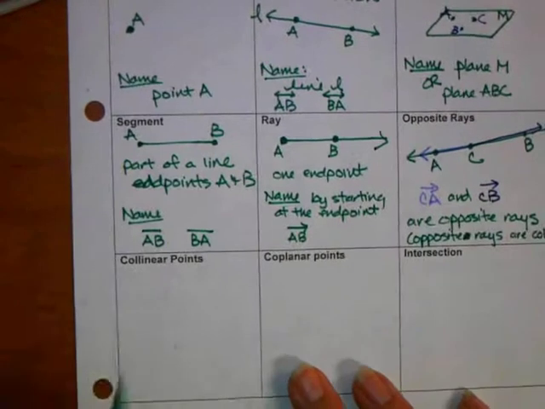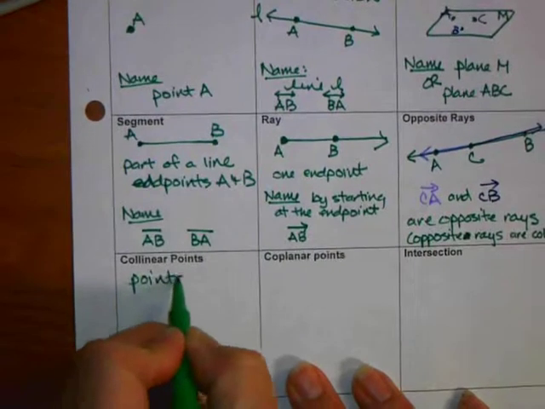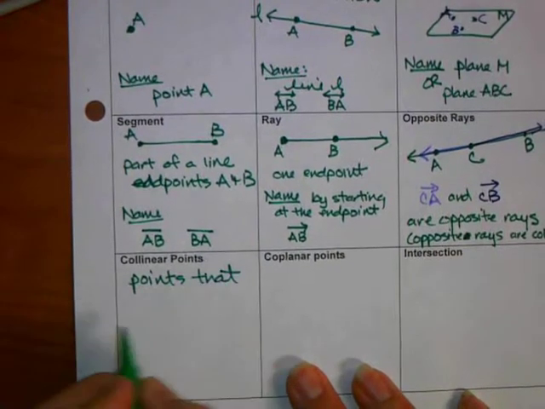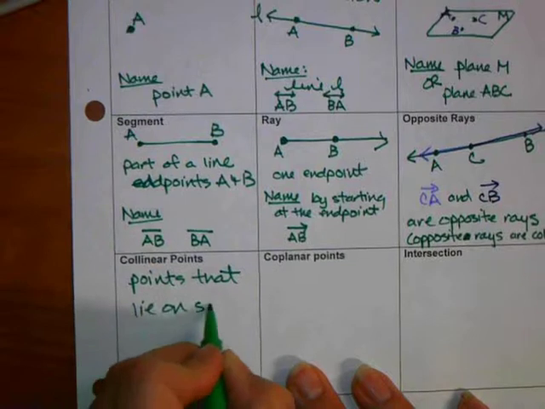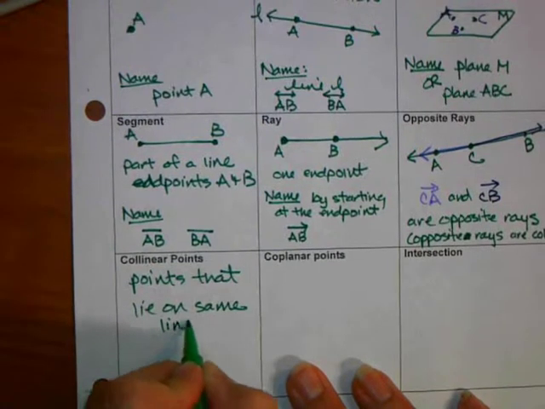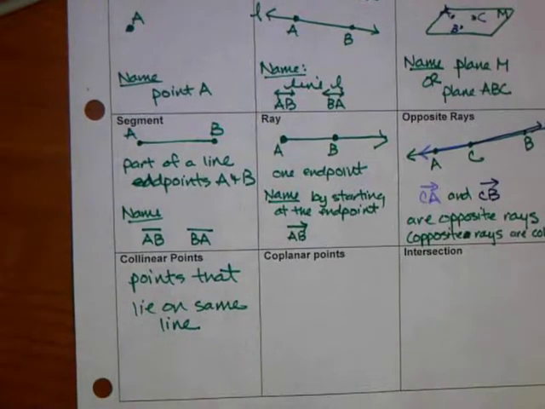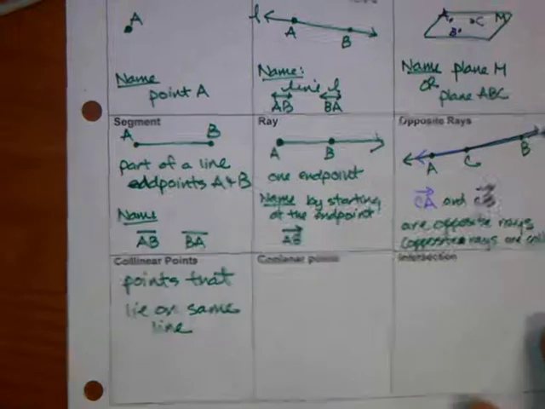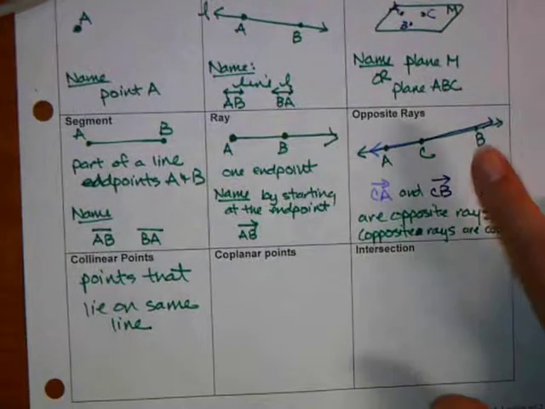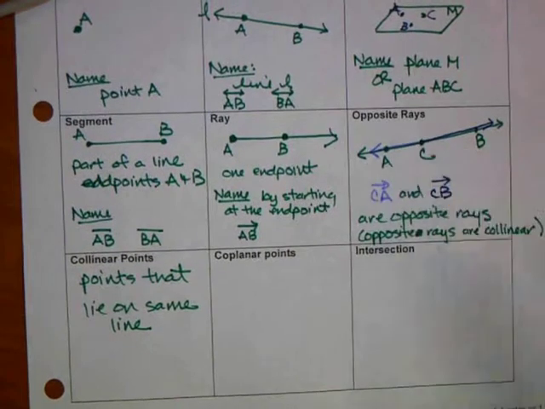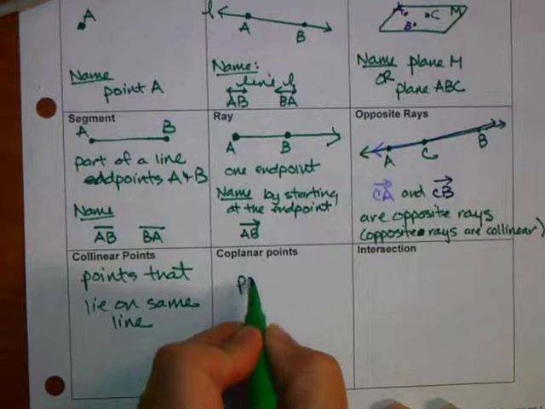So collinear points are points that lie on the same line. Since these rays are made up of collinear points, they're called opposite rays. Oh, coplanar points. Coplanar, what do you think that means? Points that what? On the same plane. Yep. Points on the same plane.